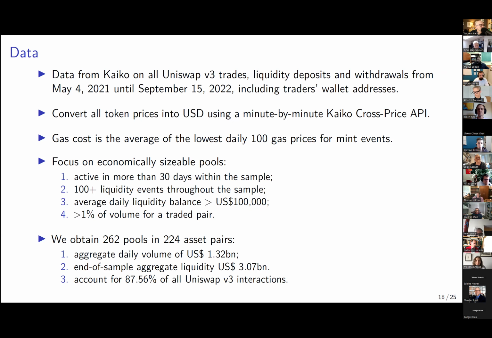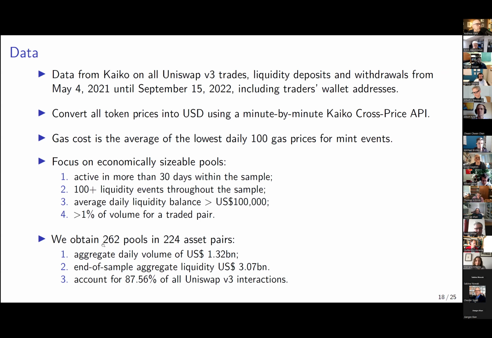And then there are a lot of tokens trading on Uniswap, many of which are joke tokens. They're not trading a lot. They don't have a lot of economic importance. So we have to sort of weed out and focus on the economically large pools. So we impose a number of filters. We want the pool to be active in more than 30 days throughout this 1.5 year period. We wanted to have at least 100 liquidity events. We want to end the day on average above $100,000 liquidity pool size. And we exclude pools that capture less than 1% of volume.